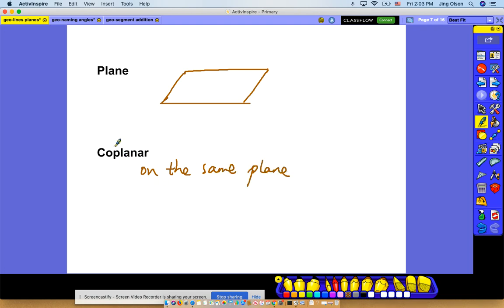This word goes with the word collinear. Collinear is on the same line. Coplanar means on the same plane. You can see co means together, okay? Collinear, coplanar.